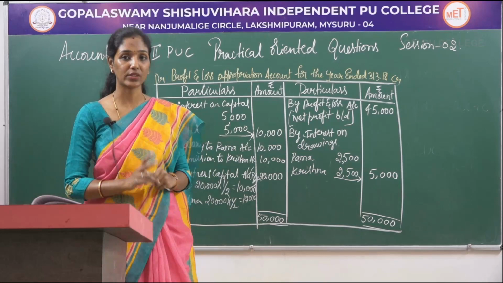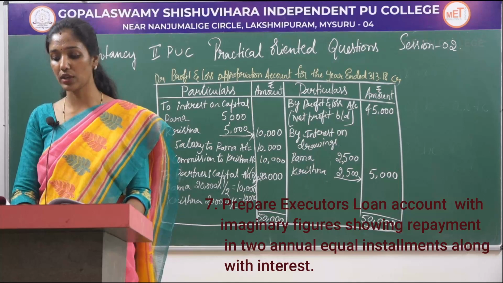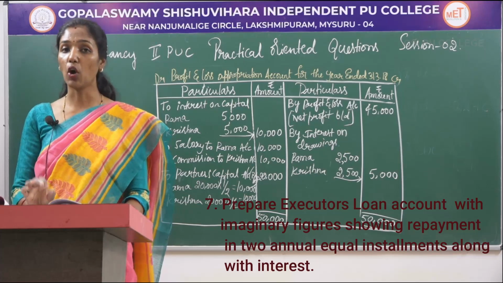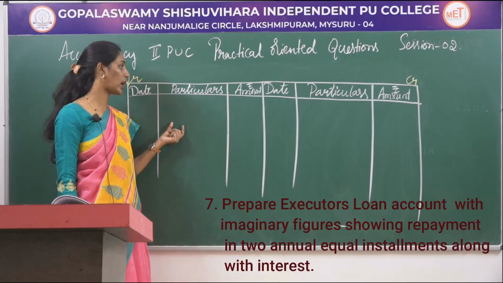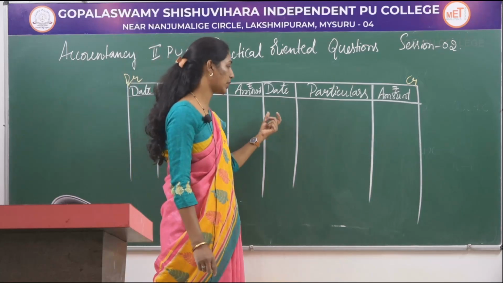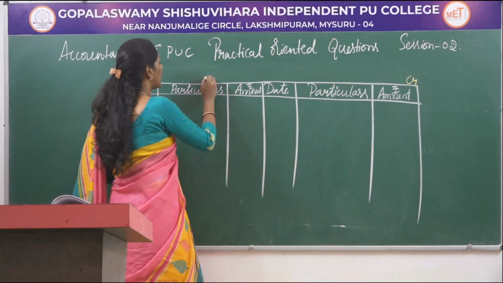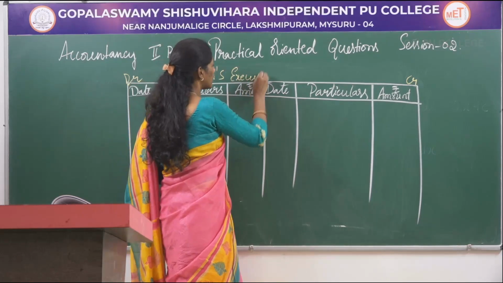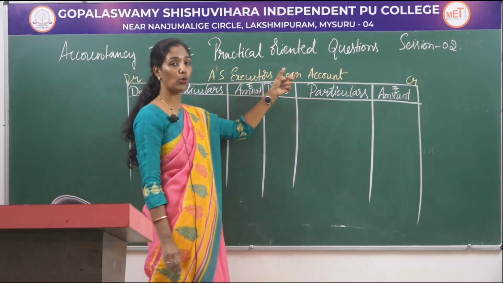So now let's move to the next question. The 7th practical oriented question is, prepare executors loan account with imaginary figure showing the repayment in 2 annual equal installments along with interest. Now let's prepare. This is the format of executors loan account. On the debit side you should write the date column, particulars, amount. On the credit side also you should write the date column, particulars column and amount. And you have to write the heading as executors loan account. Here you can write any name. I have written as executors loan account.